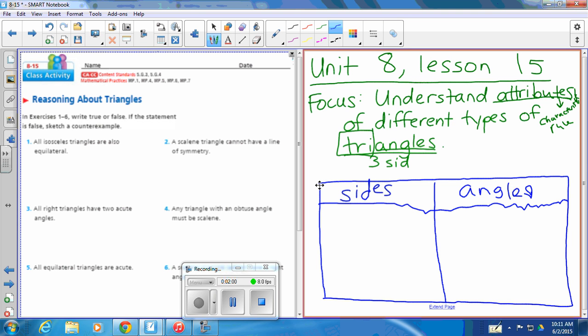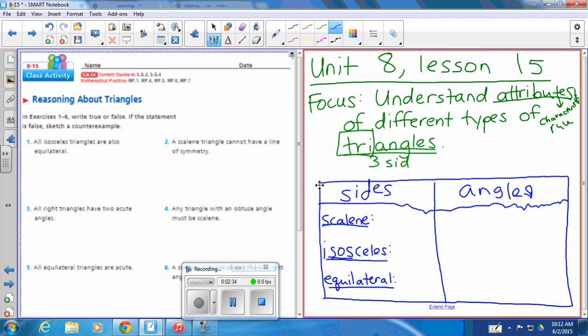Okay, so for sides, there's 3 types of triangles, just looking at the sides. One of them is scalene. One is isosceles. Isosceles is not always easy to spell, but you can remember it has SOS in it. And then the other one that we're going to talk about is equilateral. Okay? Underline both of these too.